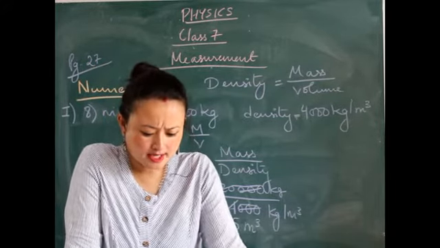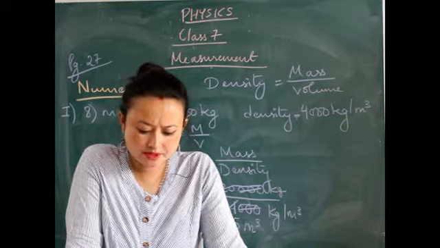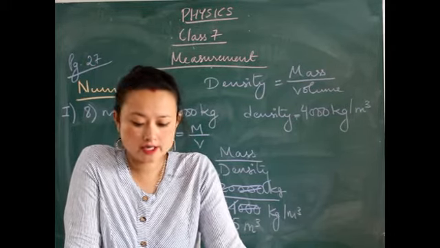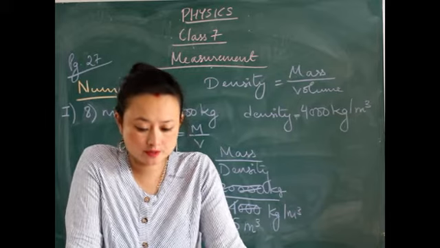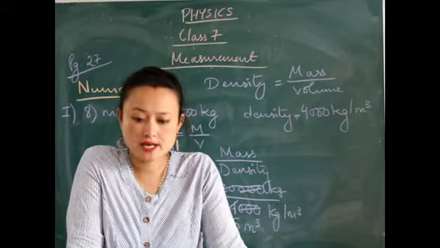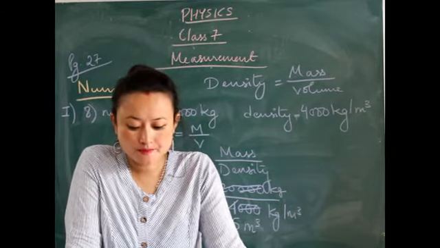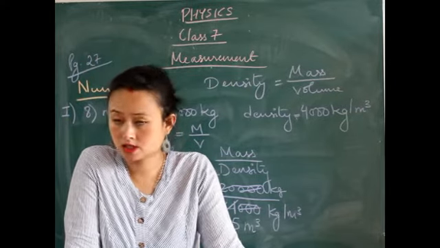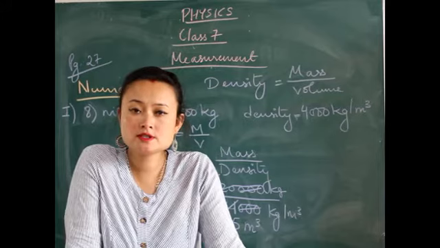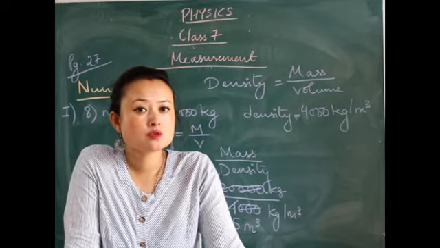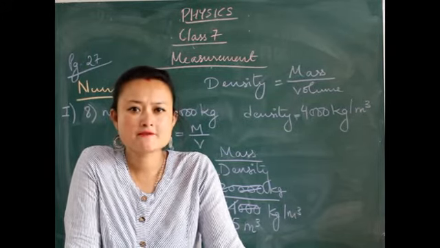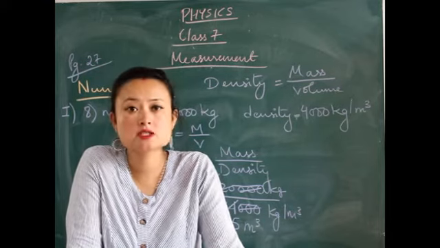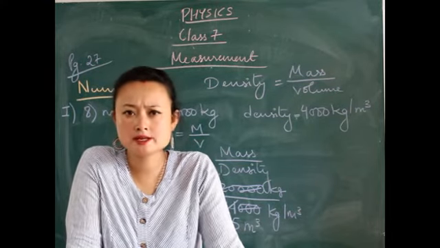Okay, question number 9 is similar to question number 7. Question number 9 says the density of air is 1.3 kg per cubic meter. What mass of air is contained in a room measuring 2.5 meter into 4 meter into 10 meter? So density is given, you have to calculate mass. So what else do you require? Volume. And in order to calculate volume, the length, breadth and height is given. You simply have to multiply.